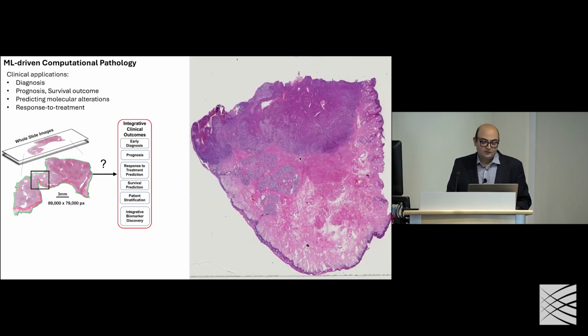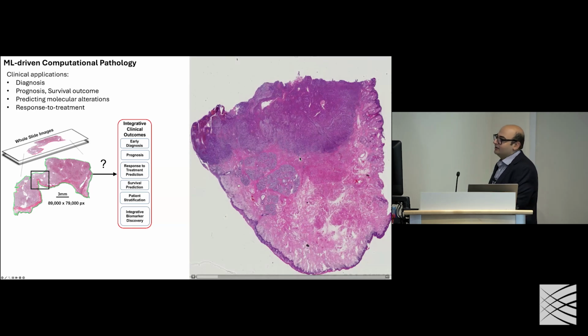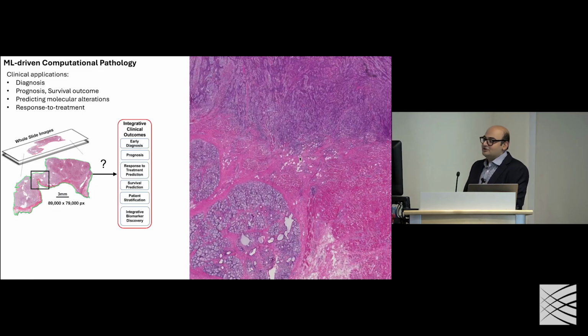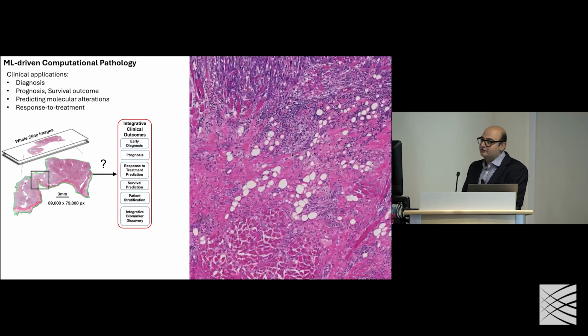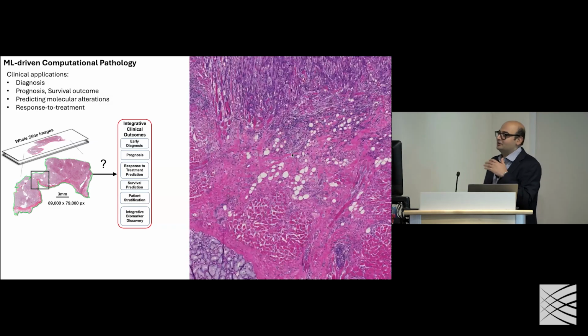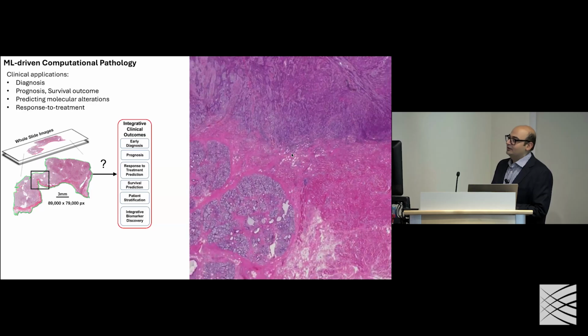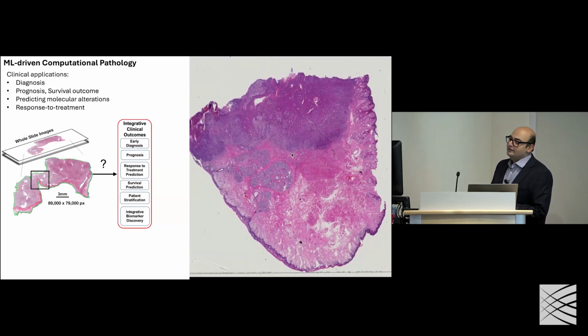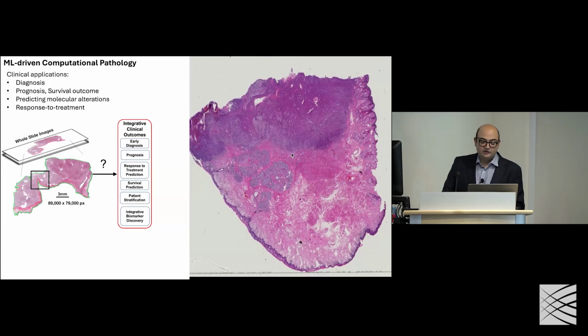So my group predominantly focuses on computational pathology. When glass slides are digitized, they look something like this. So large images that are hierarchical and harbor information at many different scales. They're more like satellite images, something similar to what you would see on Google Maps or Google Earth. These slides harbor a lot of information.